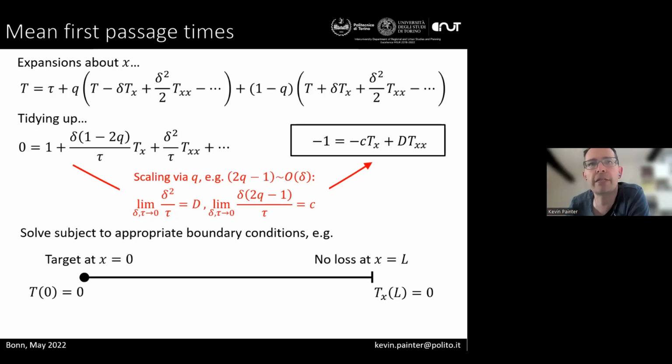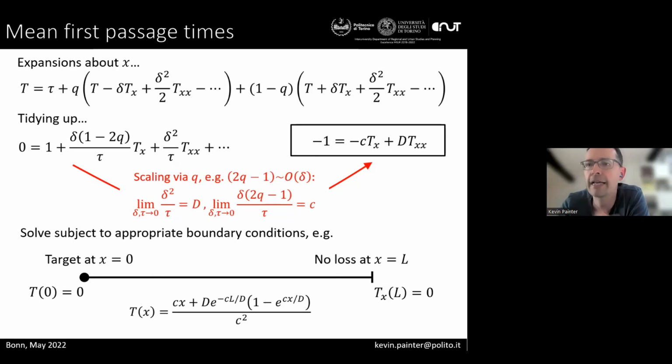So if we're talking about this on a one-dimensional line, maybe you have your target at position x equal to 0. If that's your target, then that immediately says that the mean first passage time from 0 has to be equal to 0. You're already at the target, so your mean first passage time from there will be equal to 0. At x equal to L, you just say that you've got no loss, and you put an appropriate no loss condition there. That gives you a second order differential equation with two conditions.